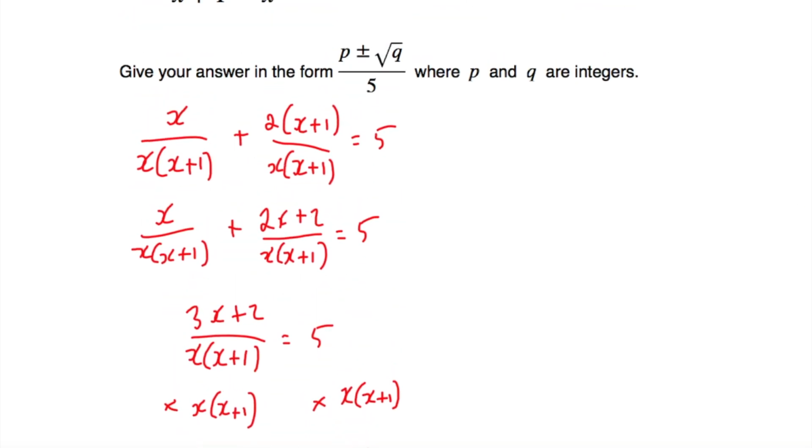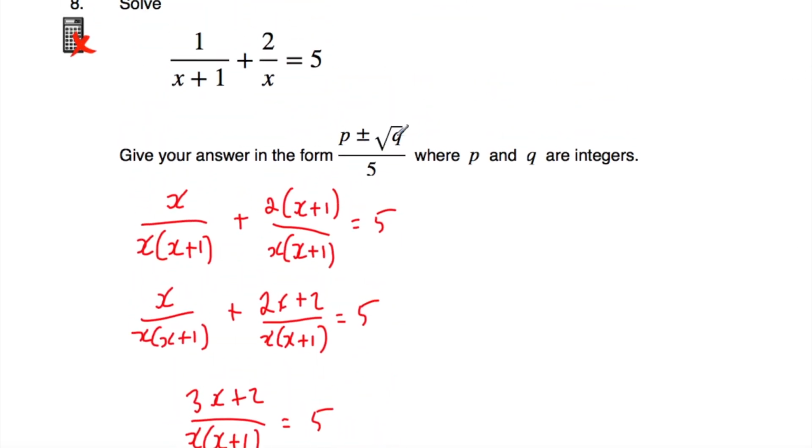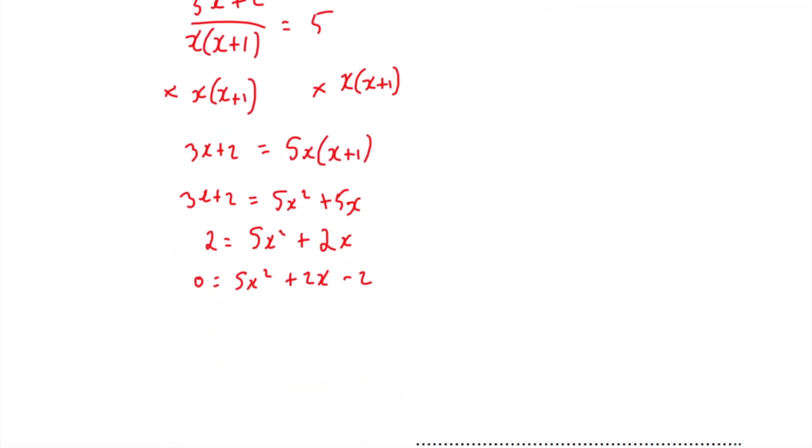Now we want to get it in the form of p plus or minus the square root of q all over 5. And it's a non-calculator question. But actually this looks a bit like what we get whenever we use the quadratic formula. So what I'm going to do is write down what a, b and c are for the quadratic equation we've got, and then substitute them into the quadratic formula and see if we can get something in this form. So let's do that. I'm going to let a equals 5, b equals 2, and c equals negative 2.